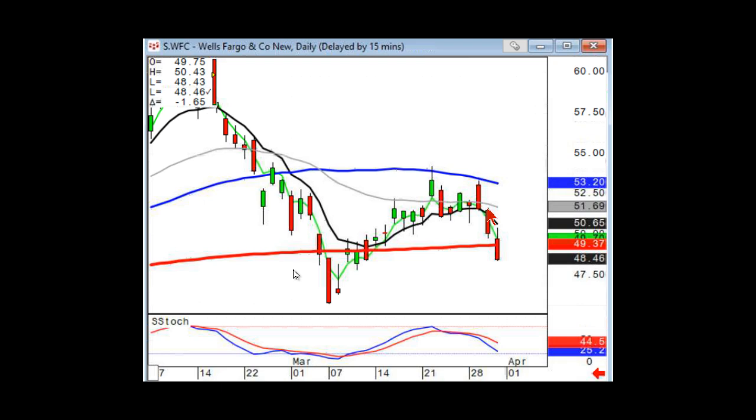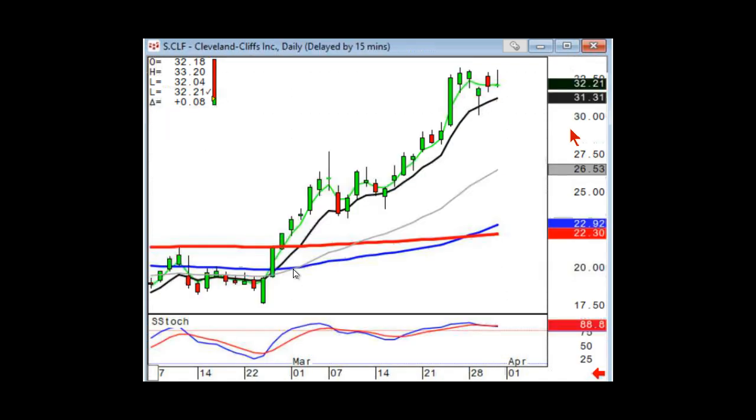Wells Fargo, you can go short on this one. A failure at the 50 with a bearish left-right combo. I would suspect first target down here. Continue to stay short, yes.